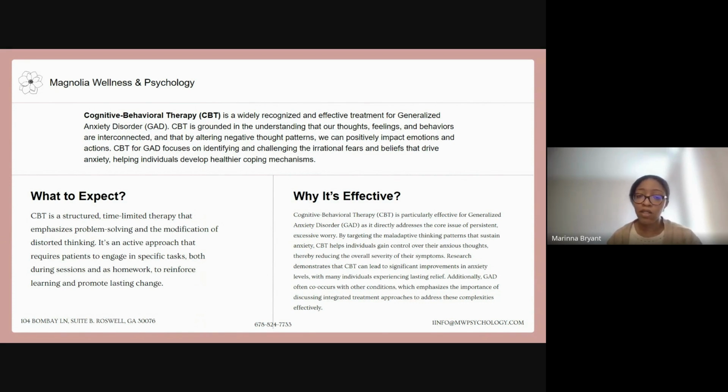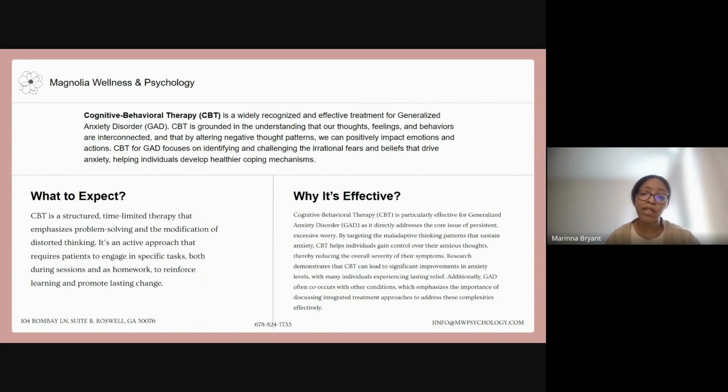So, CBT is a structured, time limited therapy that emphasizes problem solving and the modification of distorted thinking. It's an active approach that requires patience to engage in specific tasks, both during sessions and outside sessions, such as with homework, to reinforce learning and promoting lasting change. And why is this so effective? Why you may see every single therapist or psychologist talk about CBT.